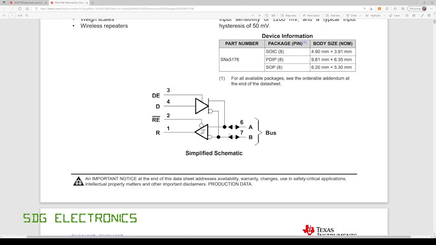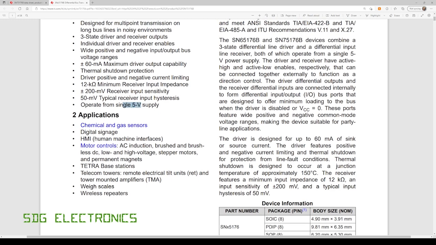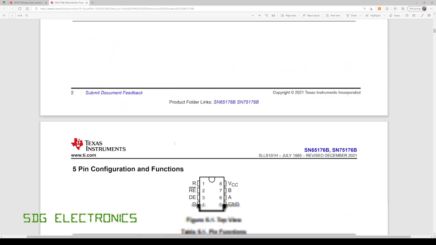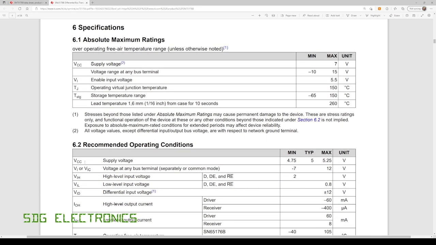So one thing that I noticed, first of all, is the signal levels were quite low on the signal coming from this PCB. And I think I just spotted the problem. It says operates from a single 5-volt supply. We're running this on 3.3 volts. So let's have a quick look at the specs. Supply voltage, yeah, 4.75 to 5.25. So there is a good chance we are just not able to run this particular chip on this PCB.